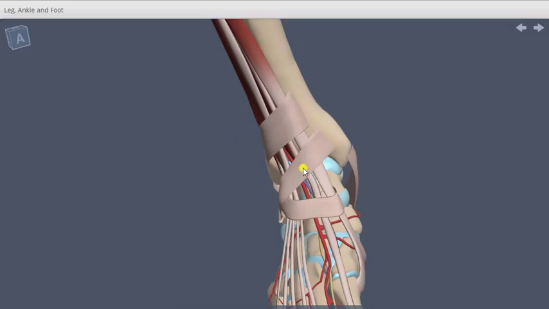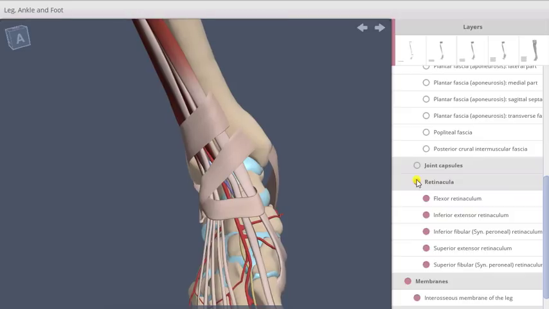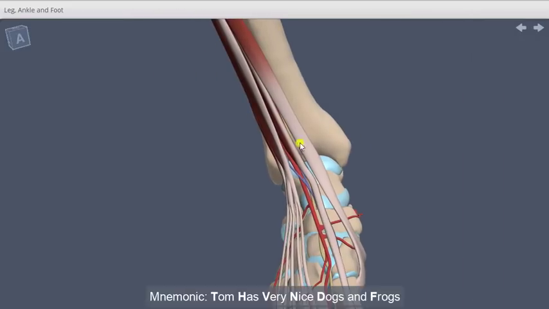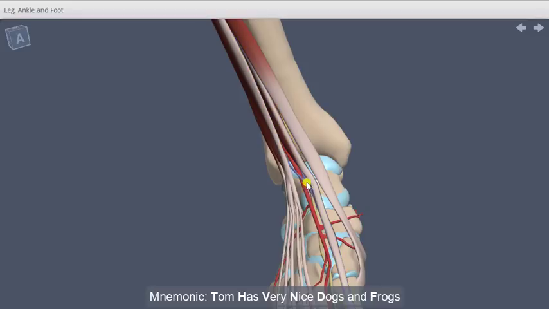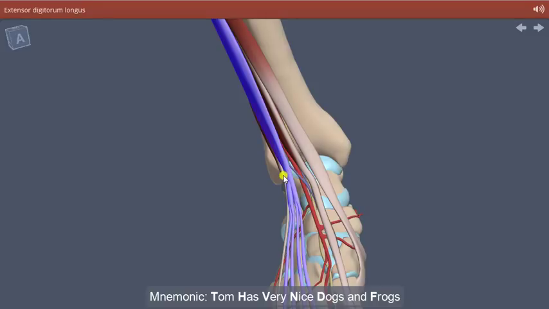The structures passing below the extensor retinacula, here from medial to lateral: tibialis anterior, extensor hallucis longus, then the anterior tibial artery and vein, and the deep fibular nerve, extensor digitorum, and the most lateral is fibularis tertius.